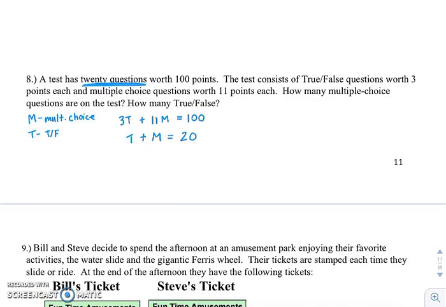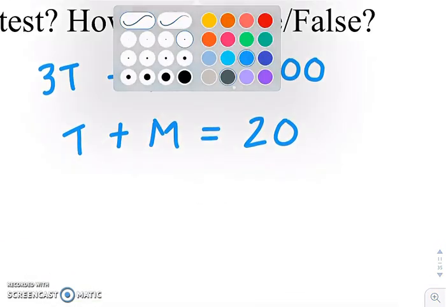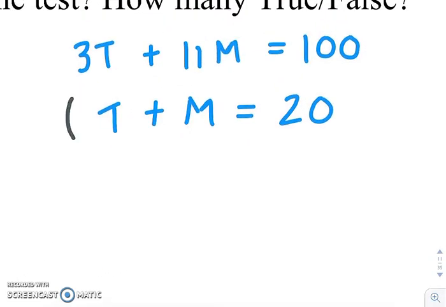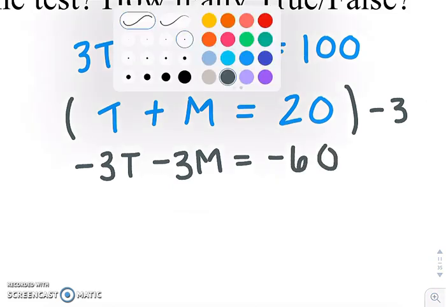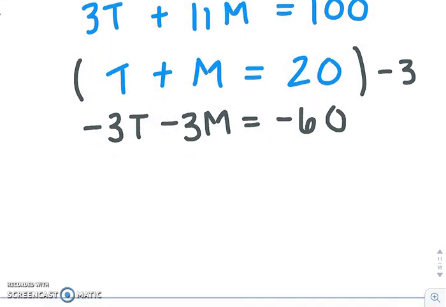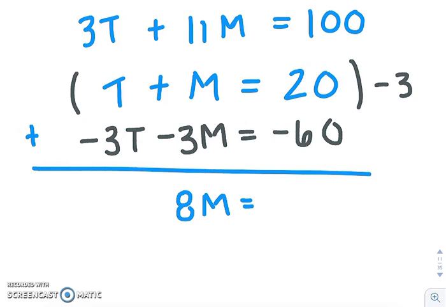Now, figure out whether you want to use elimination or substitution. It really doesn't matter. I'm going to do elimination and multiply this equation by -3. So -3T minus 3M equals -60. Then we can add them and get 8M. 100 plus -60 is 40, so multiple choice is 5.